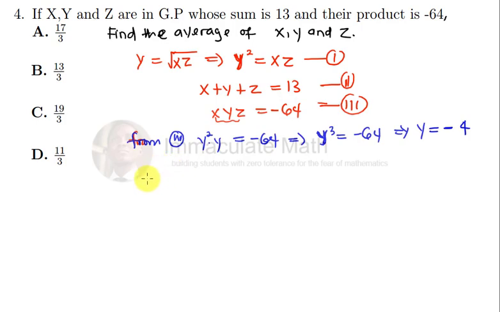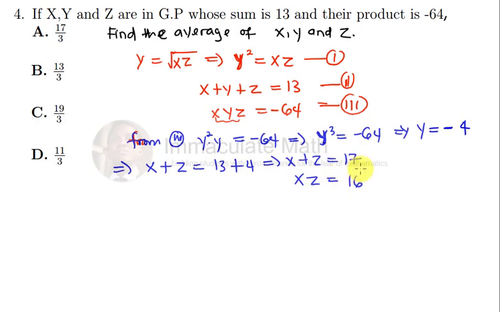If I replace y with minus 4, I'm going to have x plus z equal to 13. Don't forget that your y is minus 4, so if I take it to the other side, I'm going to have 13 plus 4, which gives x plus z equal to 17. I also have xz equal to y squared, which is minus 4 squared, which is 16. So I have x plus z equal to 17, and the product equal to 16.